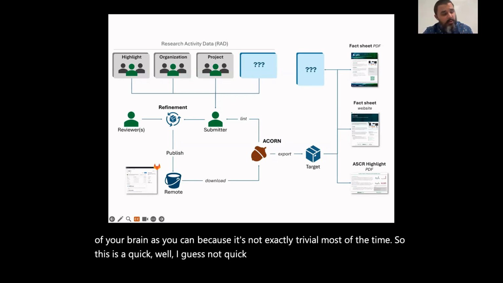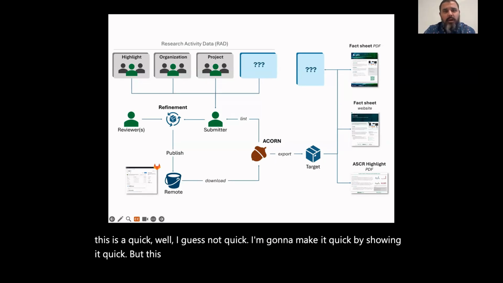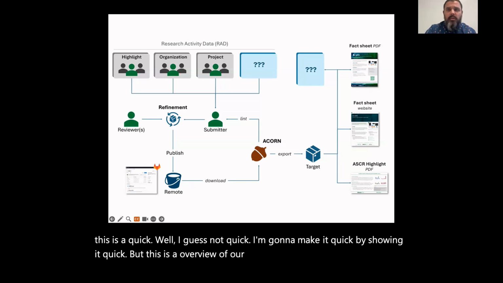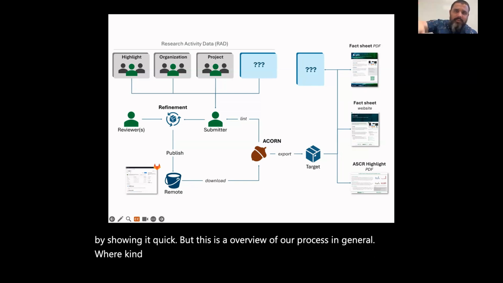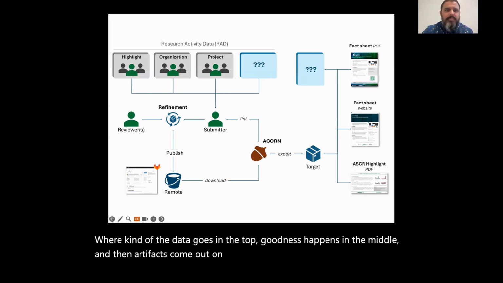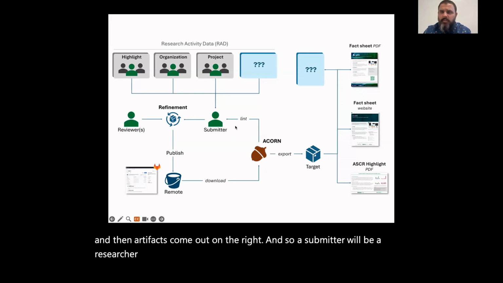I'm going to make it quick by showing it quick, but this is an overview of our process in general, where the data goes in the top, goodness happens in the middle, and then artifacts come out on the right. And so the submitter would be a researcher or a communication specialist or something like that.